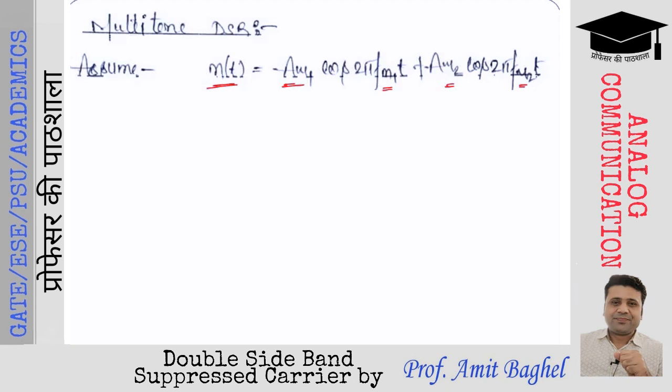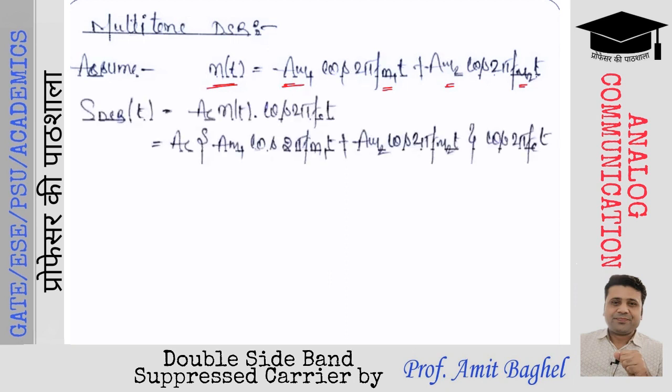This message signal has two frequency components, fm1 as well as fm2. The modulated waveform expression will be s_DSB(t) = m(t) c(t), so m(t) c(t) equals Ac cos 2 pi fc t. Now we replace the value of the multitone message signal in the modulated waveform. So we'll get Ac cos 2 pi fc t, where m(t) will be replaced as Am1 cos 2 pi fm1 t plus Am2 cos 2 pi fm2 t.